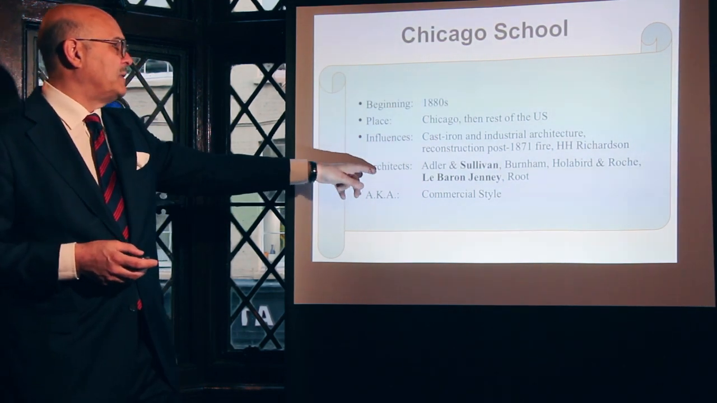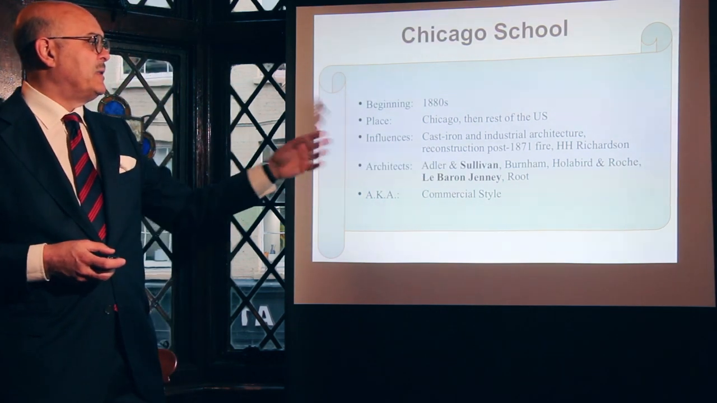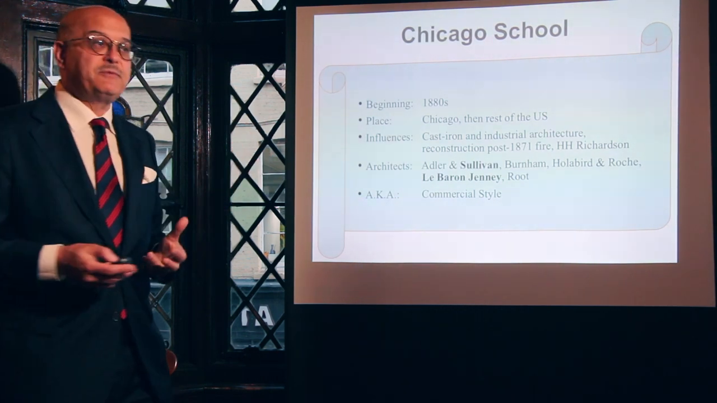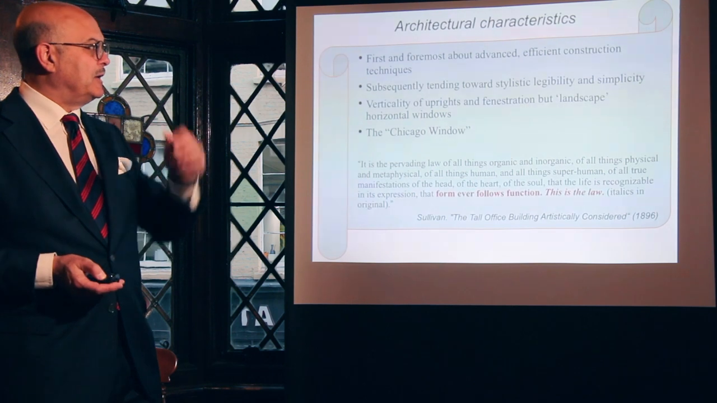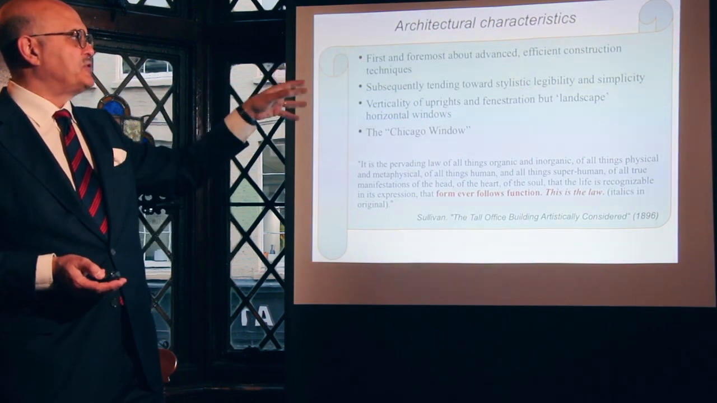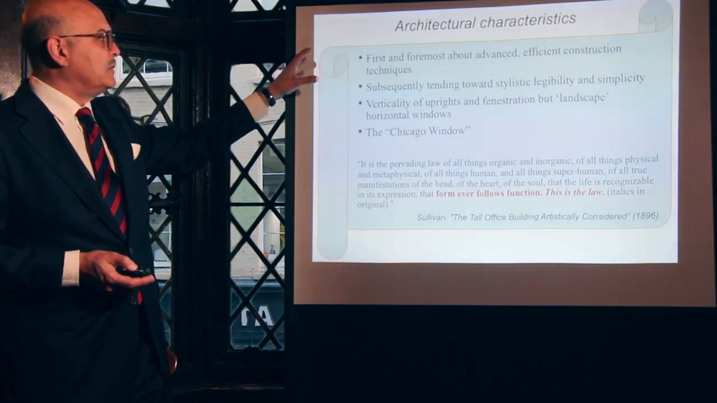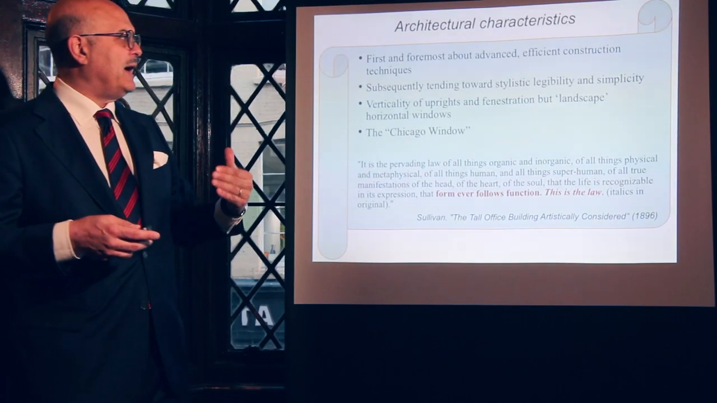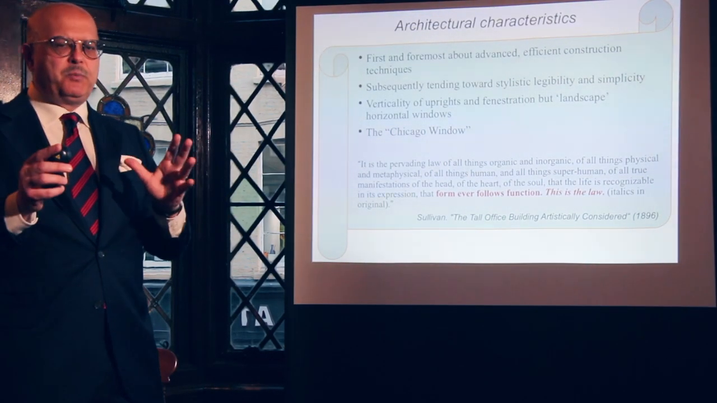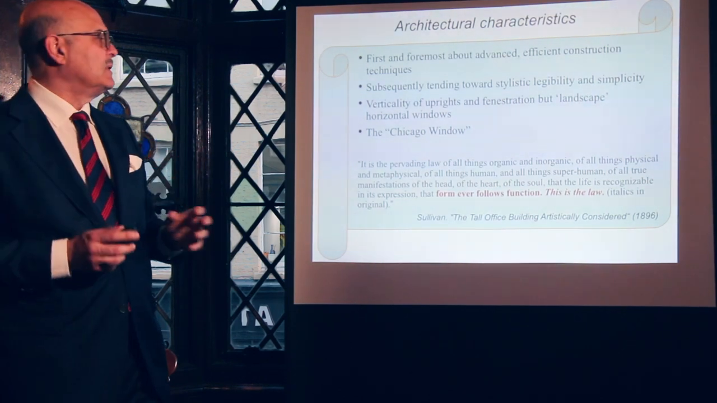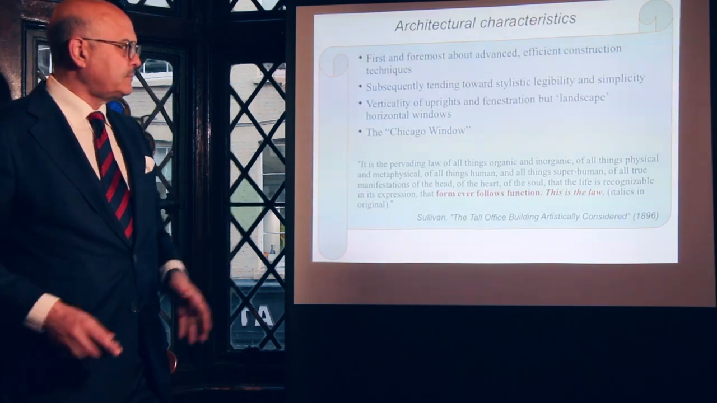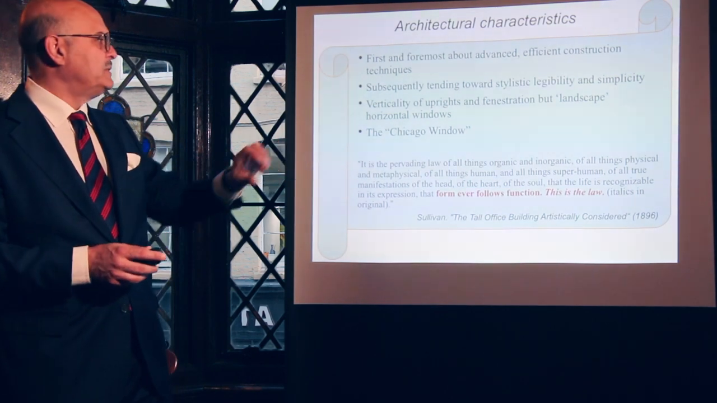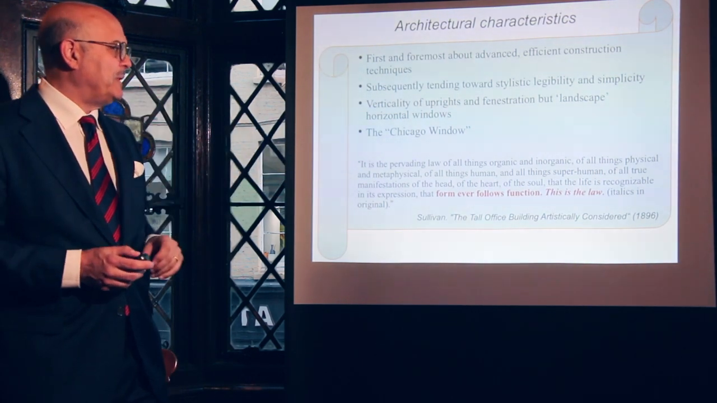Some of the architects you'll have heard about are Sullivan, of Adler and Sullivan, Le Baron Jenney, and Burnham, Root, and all those other guys. It was also known as the commercial style because it was built mostly for commercial buildings: practical, let's not spend a huge amount of money. Very advanced, efficient construction techniques, so at the forefront of technology. Less so at the beginning, but as time went by, more and more very simple and very structurally, statically legible. Very vertical in terms of the uprights and the massing, but the windows much more horizontally developed, including the famous Chicago window, which I'll show you in a bit.